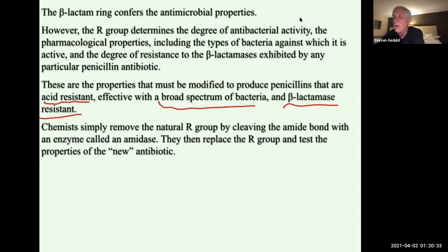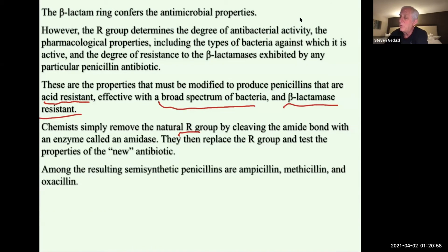So what we do is remove the natural R group by cleaving the amide bond with an amidase. We cleave right where that amide was, at that carbonyl carbon. Then you replace the R group and test it. See what it works on. Put it in a petri dish with bacteria and see what it does. See if the bacteria are resistant to it. We also check how resistant it is to acid, so you can see if it can be taken orally.